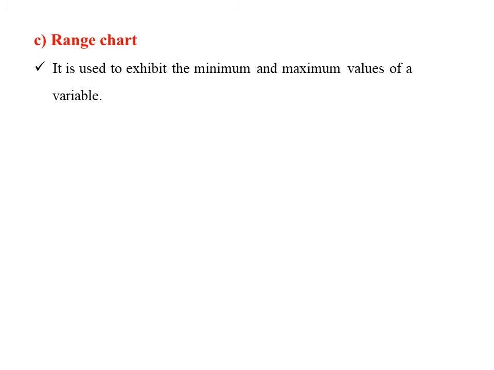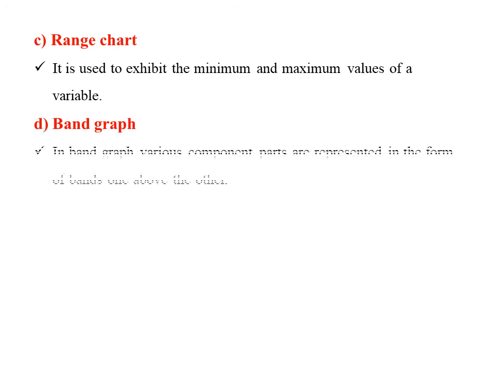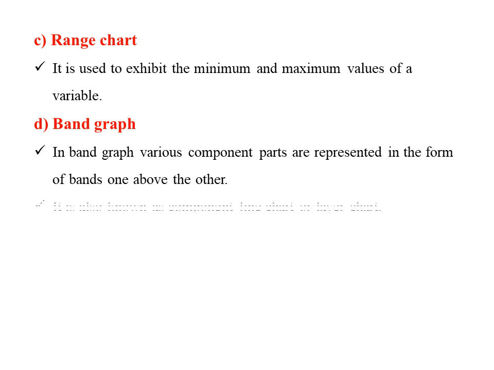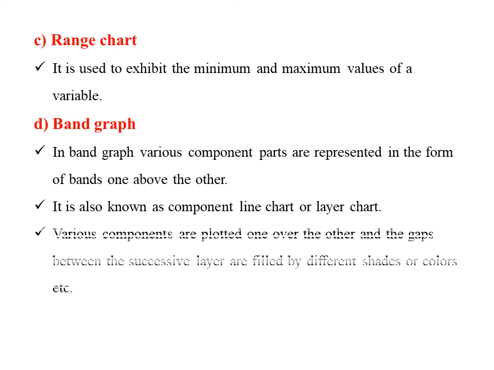Next one is the range chart. It is used to exhibit the minimum and the maximum values of the variable. The band graph: in a band graph, various component parts are represented in the form of bands, one above the other. It is also known as component line chart or layer chart. The various components are plotted one over the other, and the gaps between the successive layers are filled by different shades or different colors.